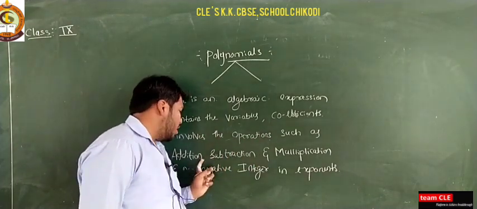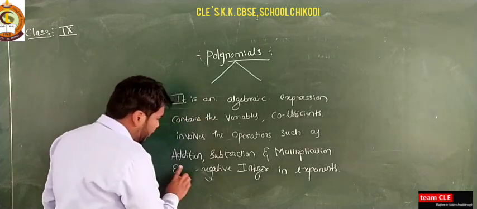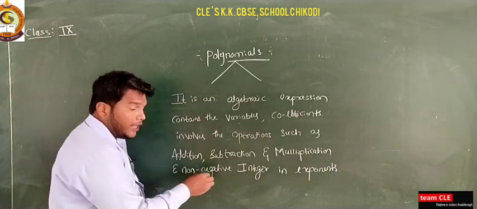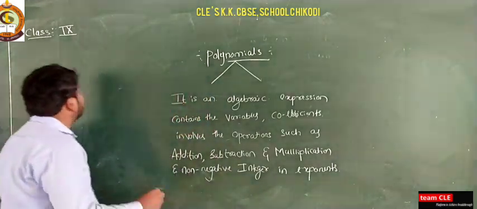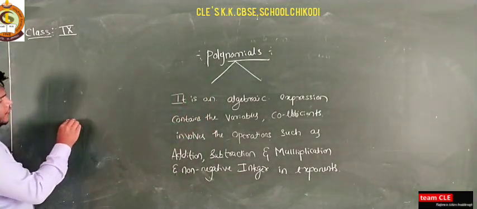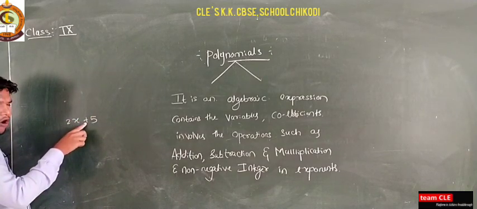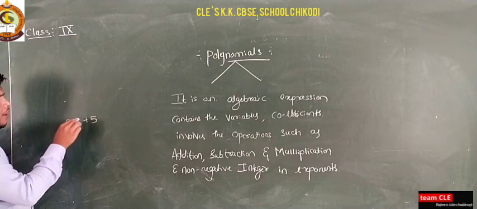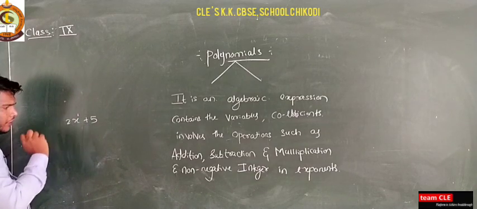So the polynomial definition says it is an algebraic expression containing the variables, coefficients, involving the operations such as addition, subtraction, multiplication and non-negative integers in exponents. For example, 2x plus 5. Okay, so this is an operation of addition, and the power here, if there is nothing, means it is 1. It is a non-negative integer.